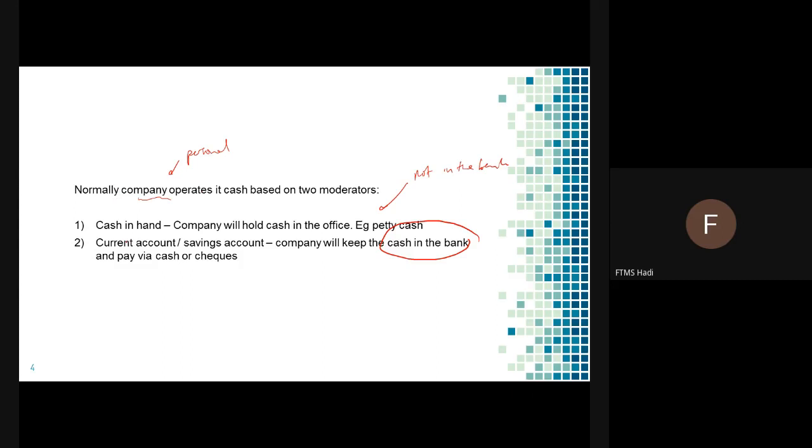We call it cash in hand. Even though the word is "in hand," it doesn't mean that the cash is totally in your hand. Cash in hand means the amount of cash that you possess, regardless of where you put it. So we can say cash in hand is cash which is not in the bank, not in a current account or savings account.